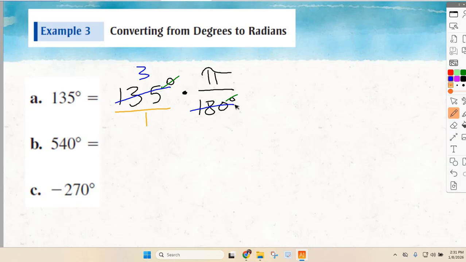How many times does 45 go into 180? 4. Great. So now, what's my fraction part? I have what on top? 3 and a 4 on bottom. Okay? So we just write our 3/4, and then we put the pi. So you put 3 pi over 4. You can also put 3/4 pi. Either one is fine. Basically, we're just going to add that pi to the end. Are we all okay with that?